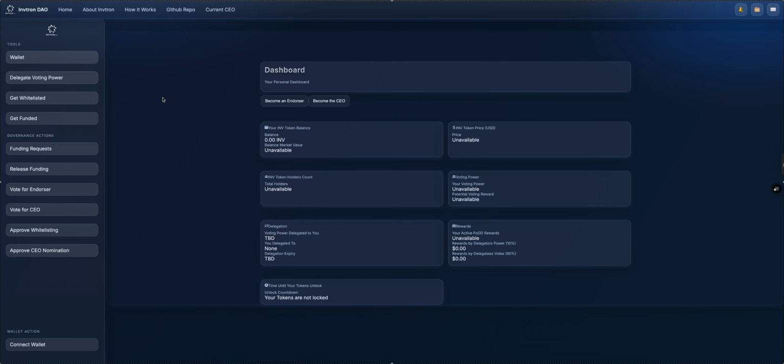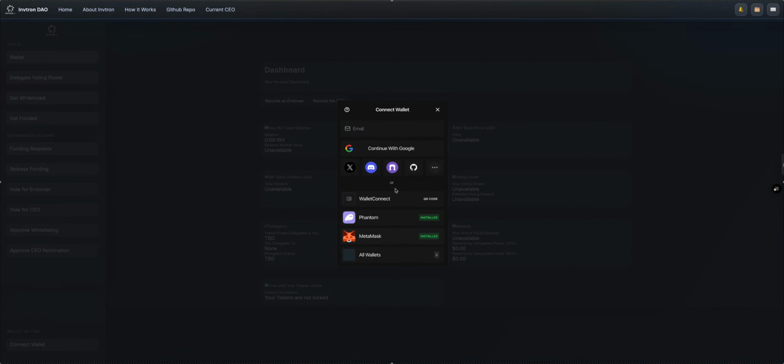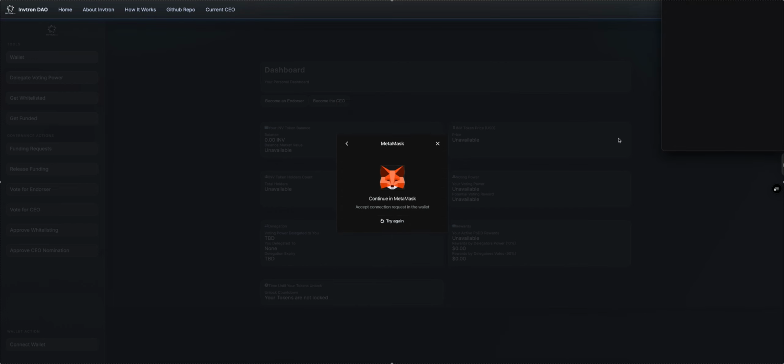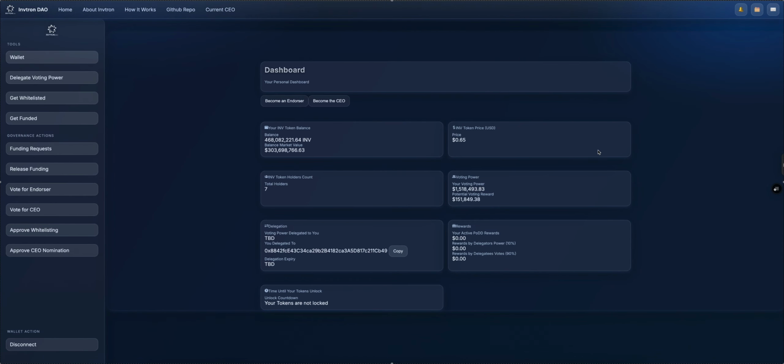So we come to dashboard.invitron.com, which is now not on mainnet, it's on testnet in Sepolia. And first of all, we connect our wallet. You can use any wallet that supports the testnets. Of course, you need a wallet that supports testnet. Not any wallet can work at this stage. So we go to MetaMask and we connect our wallet here.